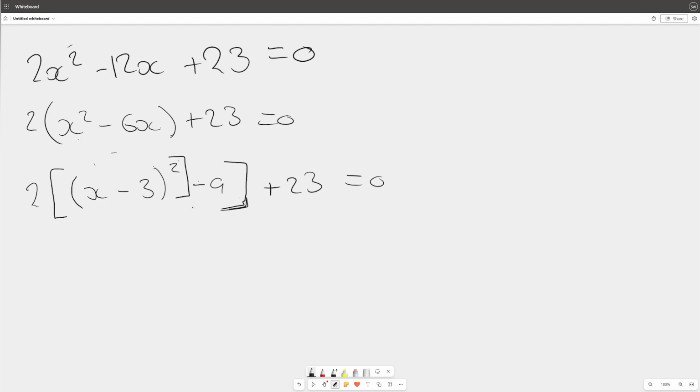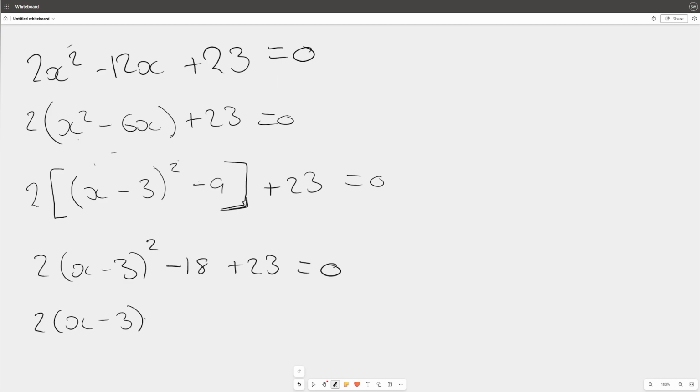Sometimes they'll put it in here, and then it messes up the answer, because when you expand this, 2x minus 3 squared, you also have to multiply this number by 2. So it becomes minus 18 plus 23 equals 0. We can then simplify this by collecting our minus 18 and our 23. So this is going to become 2 times by x minus 3 squared plus 5 equals 0.